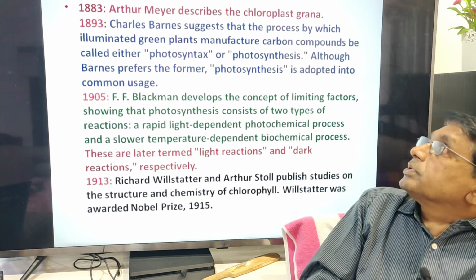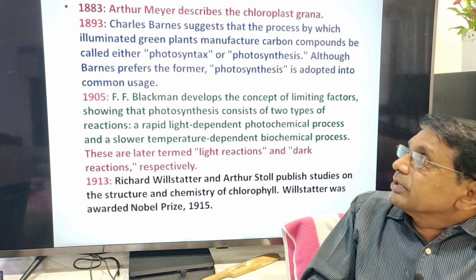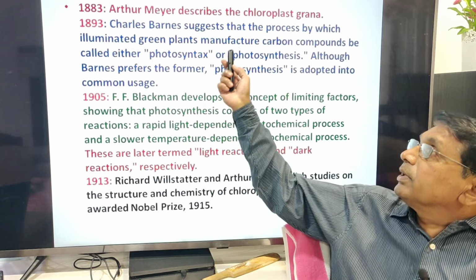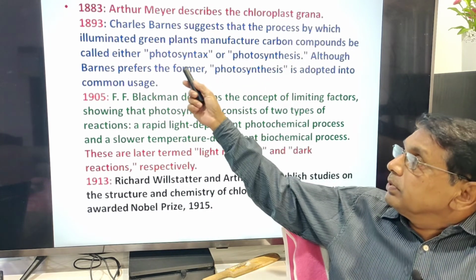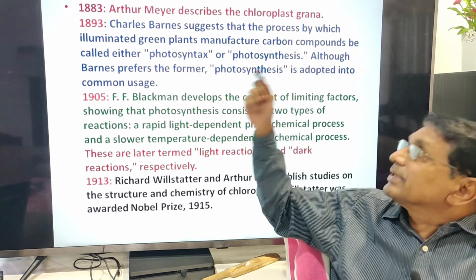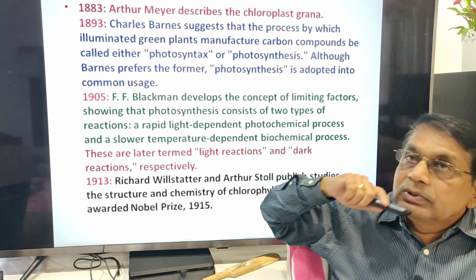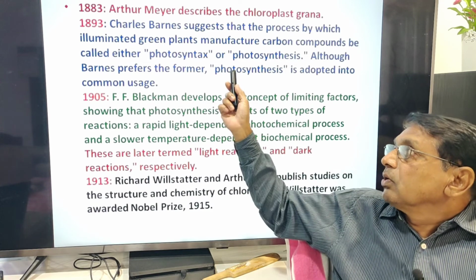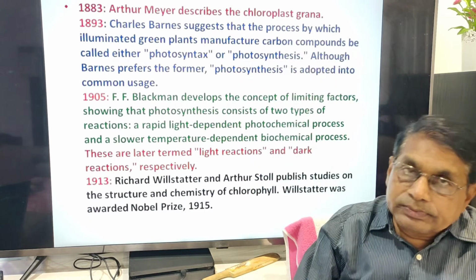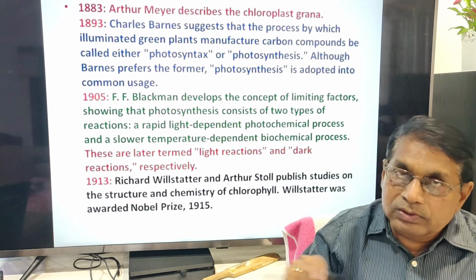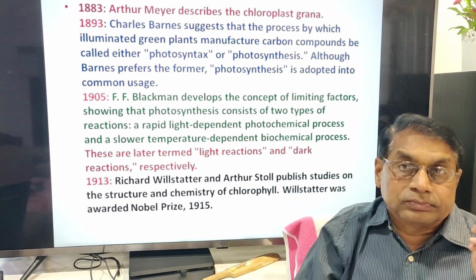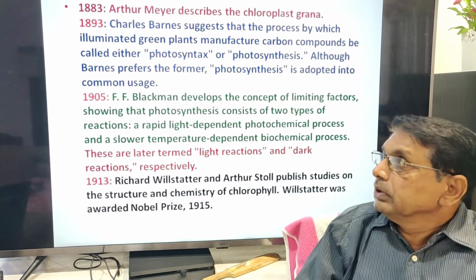Meyer describes the chloroplast grana structure. Then Barnes suggests that the process by which illuminated green plants manufacture compounds be called photosynthesis, photosyntax, or photosynthesis. So the coining of the word photosynthesis goes to Charles Barnes. He put forward two words, but people preferred photosynthesis. It looks good also. It conveys the meaning.